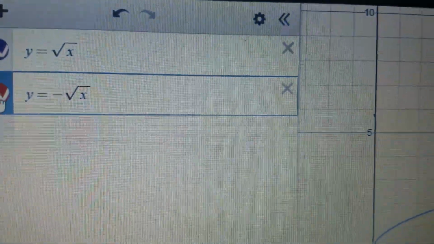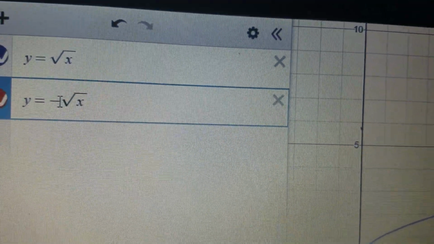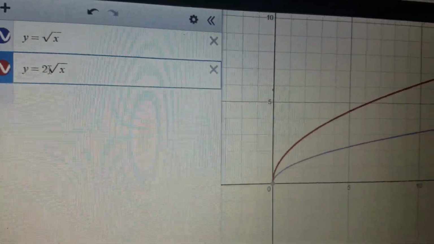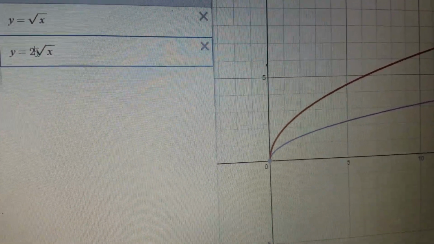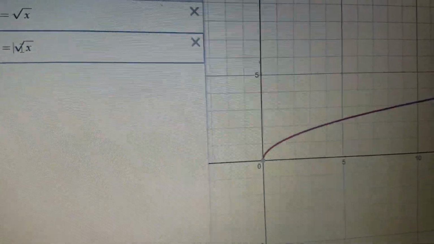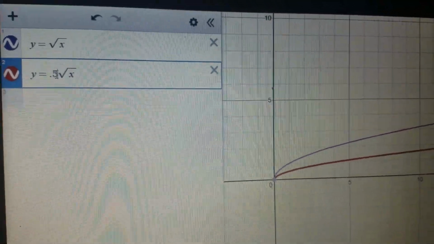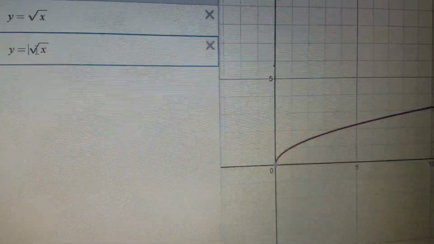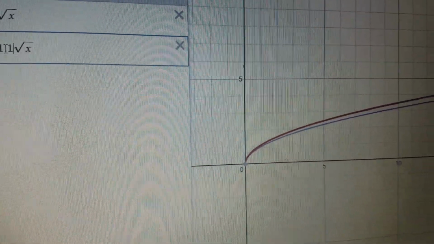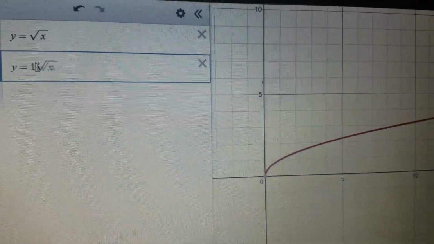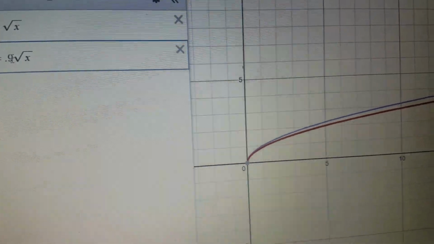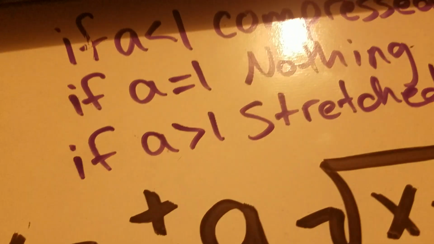Now let's look more at A. Let's say that I make A like a 2. Notice that it made my graph a lot taller. What if I make it like 0.5? It made it shorter. What about maybe like 1.1? Just barely taller. What if I make it 0.9? Just barely shorter. It turns out 1 is kind of the turning point for this.